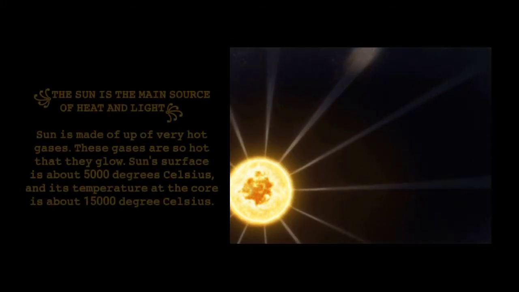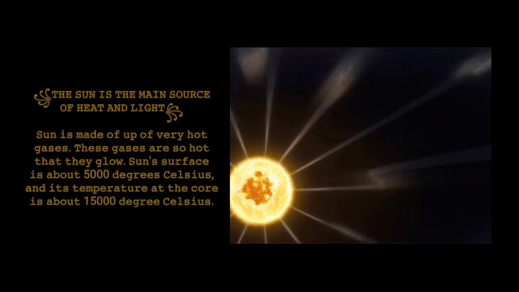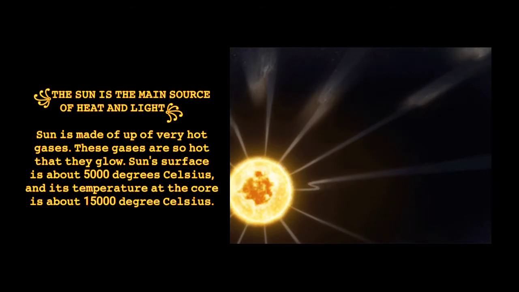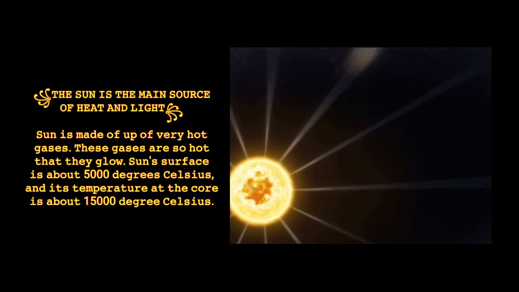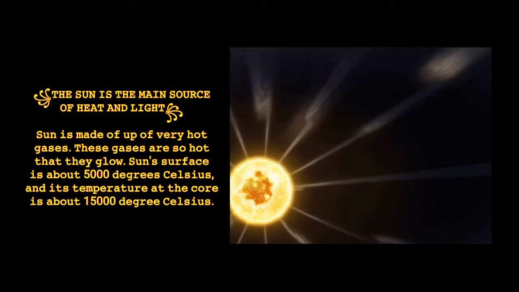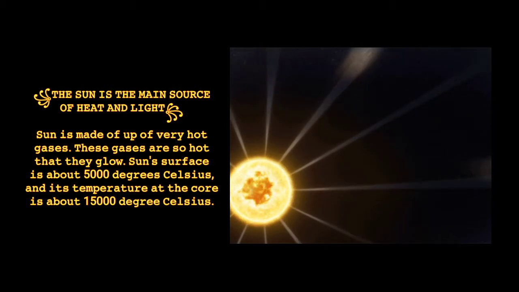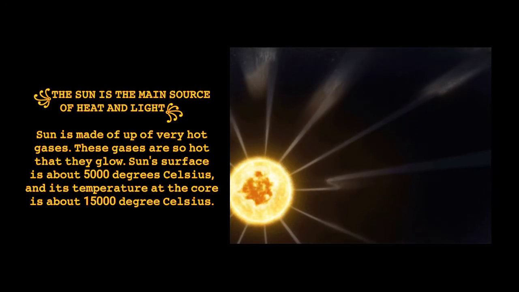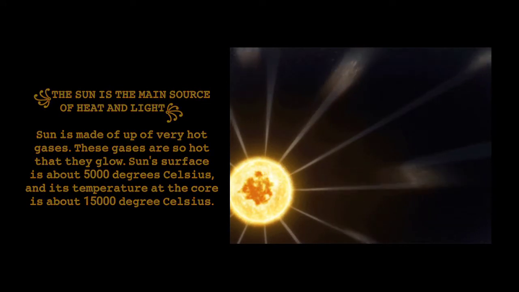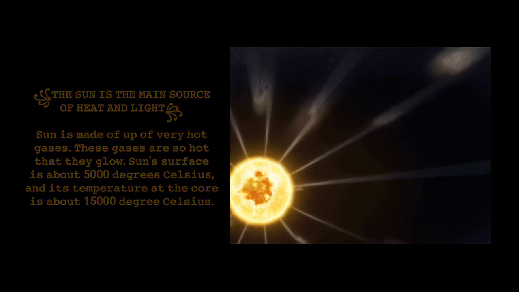The sun is the main source of heat and light. It is made up of very hot gases. These gases are so hot that they glow. The sun's surface is about 5,000 degrees centigrade, and its temperature at the core is about 15,000 degrees centigrade. The sun's heat and light reach the earth through radiation.